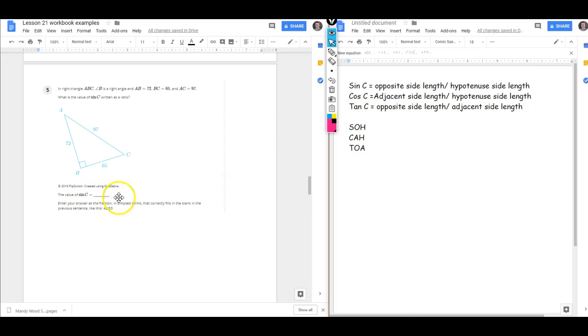So this is wanting the sine of C. The first thing that I'm going to do is label this triangle according to the angle that it gave us. So the angle it gives us is C because it's right there, sine of C. So angle C is our perspective angle. This is the way we're going to be looking at this triangle.